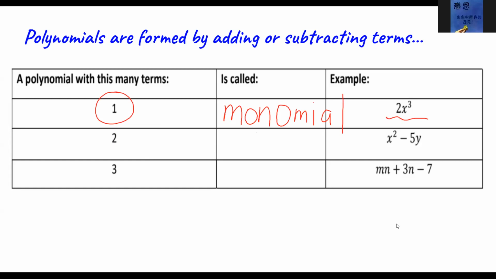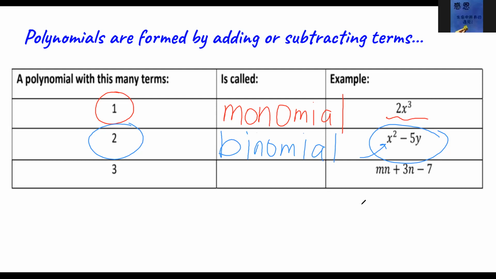What is the name of a polynomial that has two terms like this one right here? The first term is x squared. Plus or minus, in this case, -5y. What do we call that polynomial? Any guesses? Starts with the B. Binomial. A polynomial that has two terms is called a binomial.